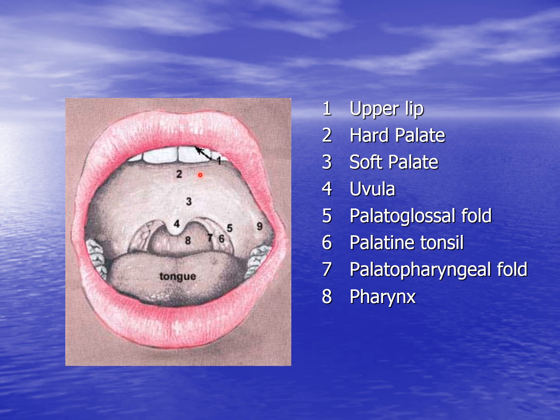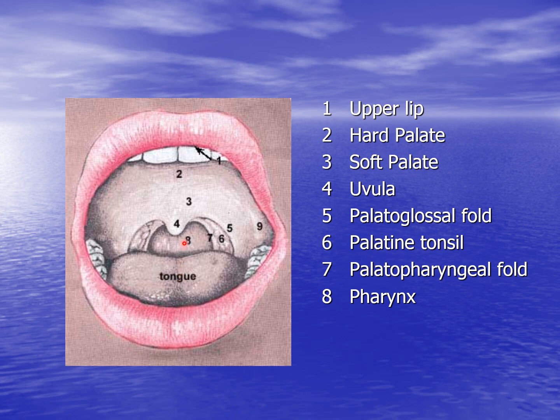The palate forms the roof of the oral cavity. The anterior part is called the hard palate because it is formed mainly of bone covered by mucous membrane. The posterior part is soft because it is formed of muscles and glands, covered by mucous membrane. The middle part of the soft palate hangs downwards and is called the uvula. So this is the hard palate, soft palate, uvula.